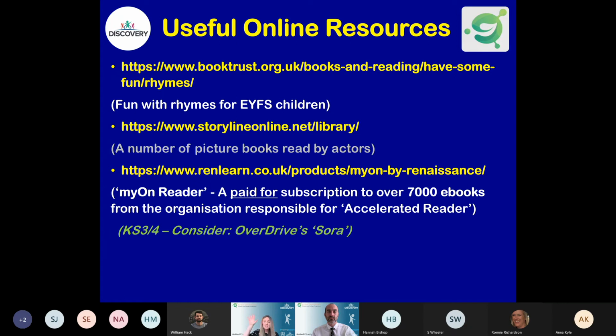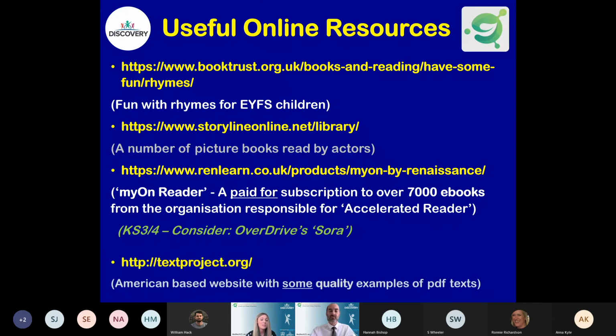read a book and then it has a quiz at the end that they answer questions on. And it also tells you how many words the children have read. So in my school, there's a massive competition to try and get to 1 million words. They're trying to become word millionaires, and they absolutely love the competitive side of it as well. And then for Key Stage 3 or 4, there's something called Overdrive or Sora as well.